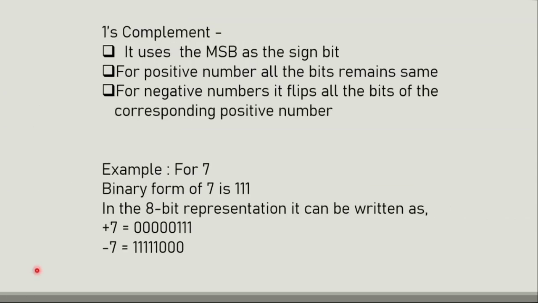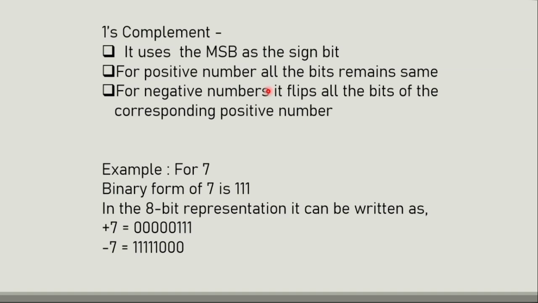Next is one's complement. Now what is one's complement? It uses the MSB as the sign bit. Means, as I said previously while teaching the sign magnitude, that MSB indicates the sign of the number. For positive numbers, all the bits remain the same. In the one's complement, whenever we use a positive number, all the 8 bits remain the same, no change. But when we use negative numbers, then it flips all the bits of the corresponding positive number.